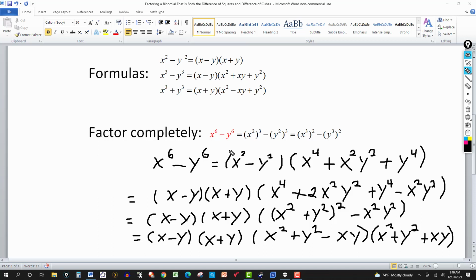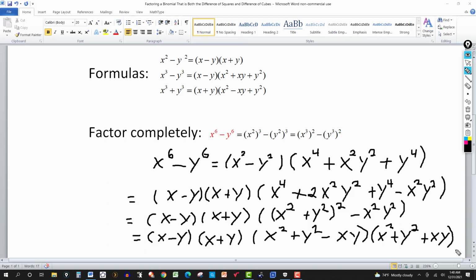method, which I looked at as a difference of cubes. So I used the formula for difference of cubes. And this is what we got. X minus y times x plus y, and then again parentheses x squared plus y squared minus xy, again parentheses over here on the other side, x squared plus y squared plus xy.